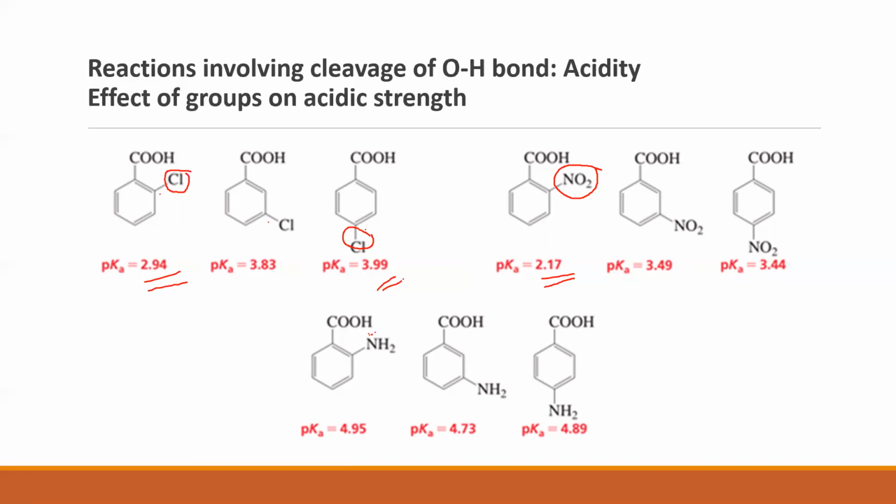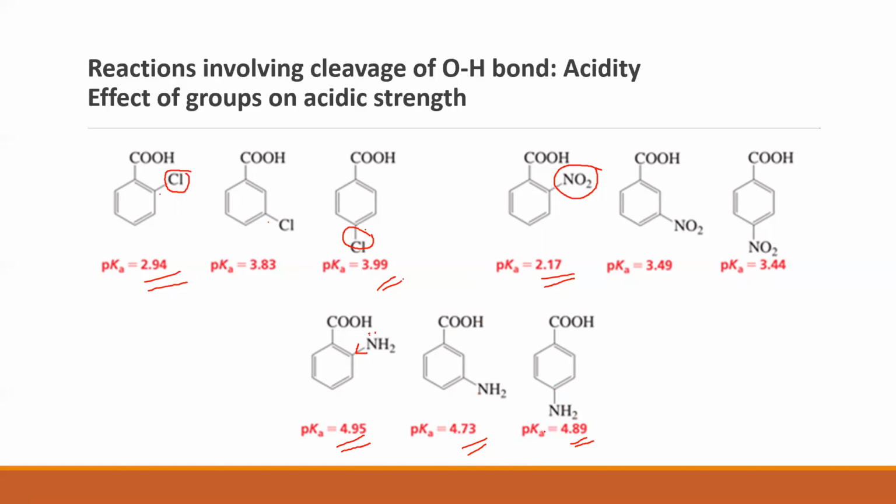Then coming to NH2. NH2 is an electron releasing group. Depending upon where it is positioned, whether it's at ortho, meta or para, the acidic strength will vary. You can see clearly that if NH2 is at ortho, the pK is the highest, indicating that this is the weakest. Whereas if NH2 is at meta, it results in a stronger acid. And when you look at NH2 at para, it's 4.89.